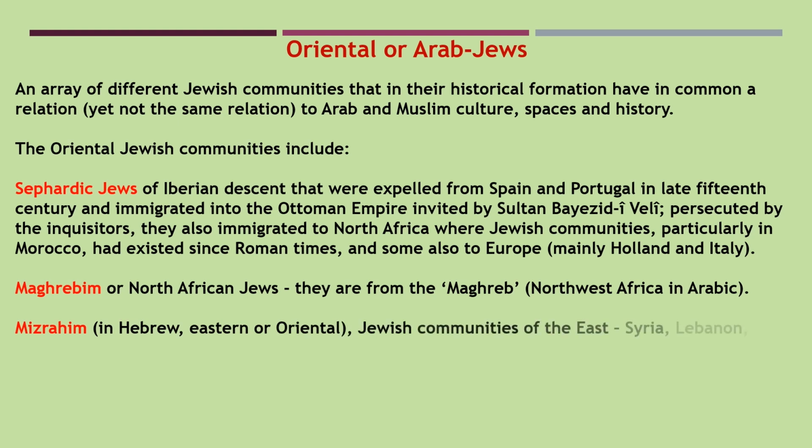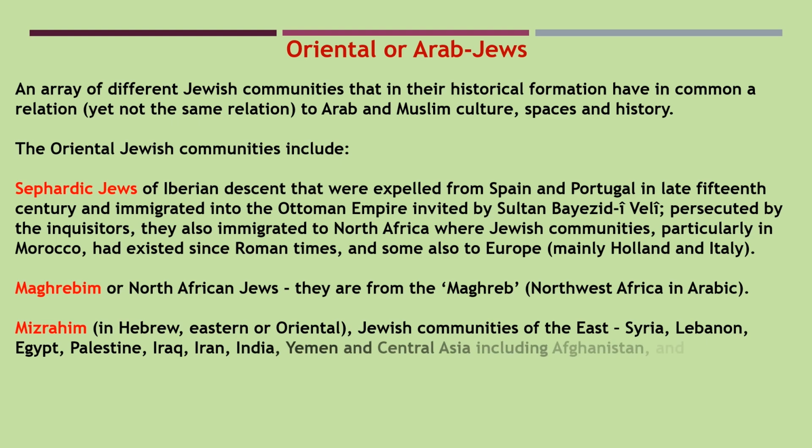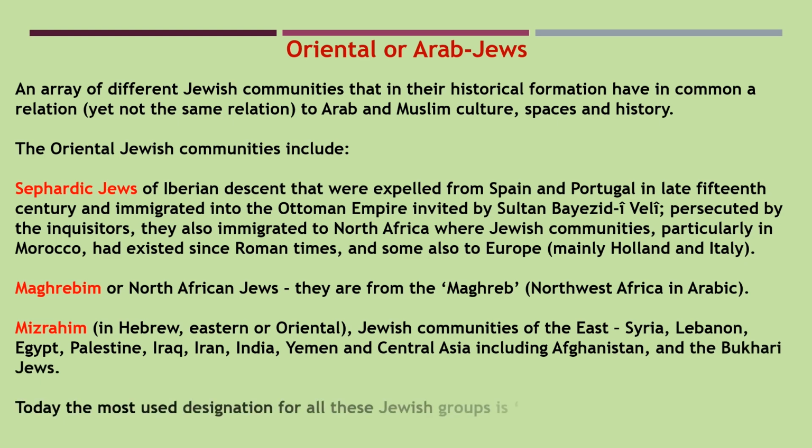Now, when these Jewish communities escaped Spain and later Portugal, they also immigrated to North Africa, where there were already Jewish communities from Roman times, and also some of the Sephardic Jews eventually ended up in Holland and Italy. So these are the Sephardic Jews, part of the Oriental or Arab Jews.